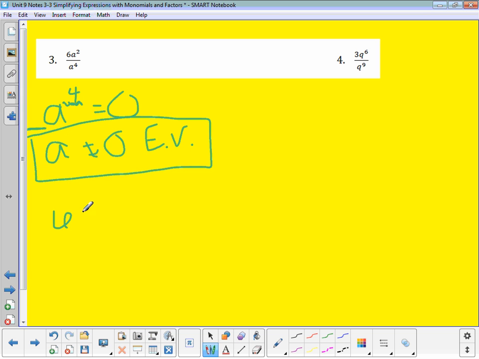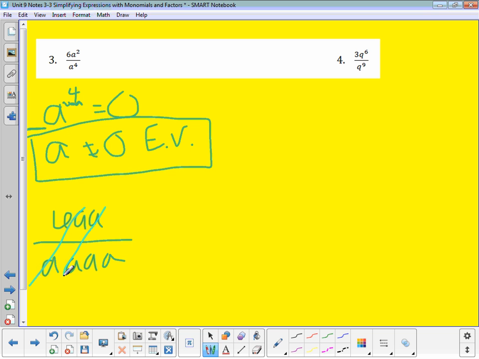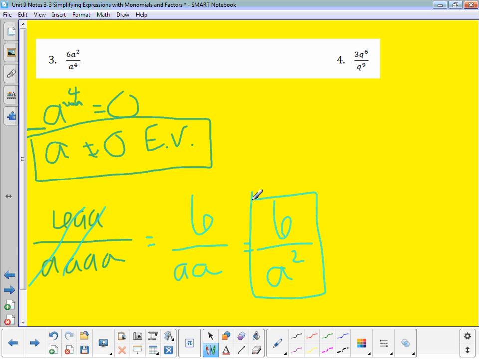So let's go ahead and write out what we have. So I have 2 a's on top and 4 a's on the bottom. So I'm going to cancel 2 of those out. So on the top, I just have left 6. Now notice that my leftover a's are actually on the bottom. So I'm going to write them on the bottom. But I don't want to leave it as a a. I want to write it as 6 over a squared. And that's my final answer. So you need, again, both of these for your answer.